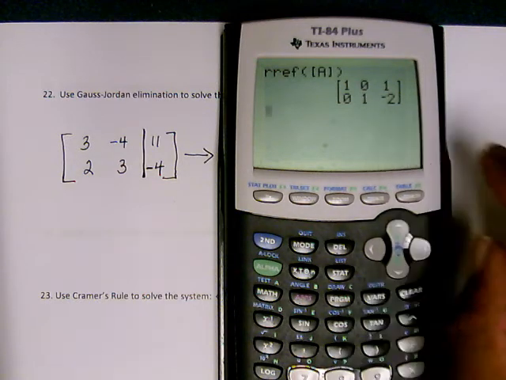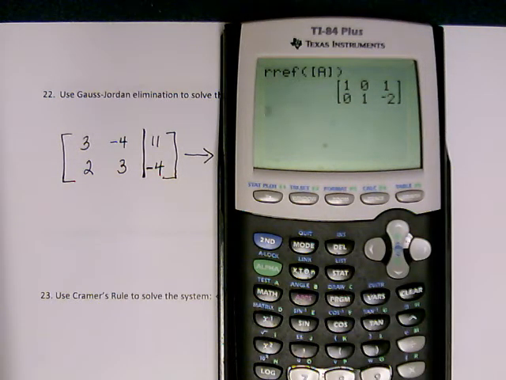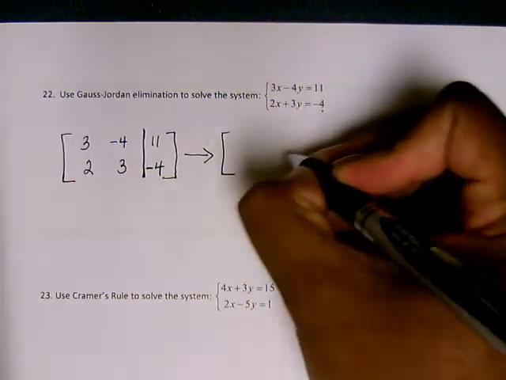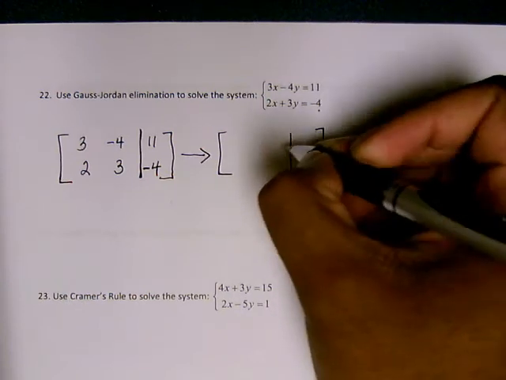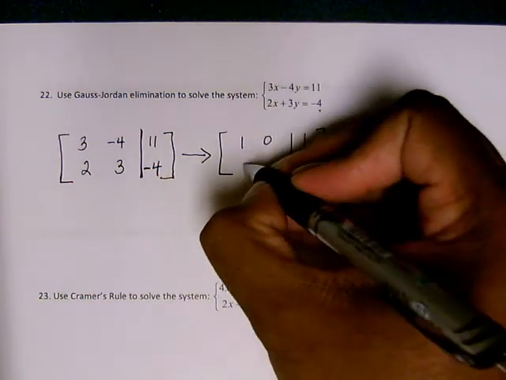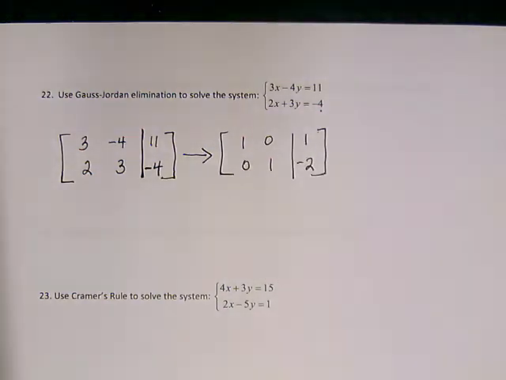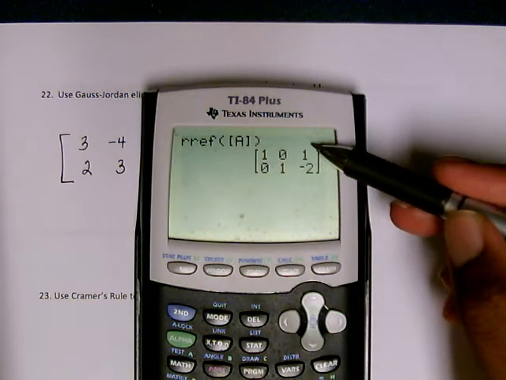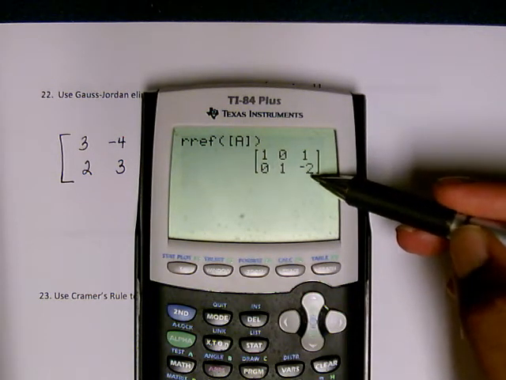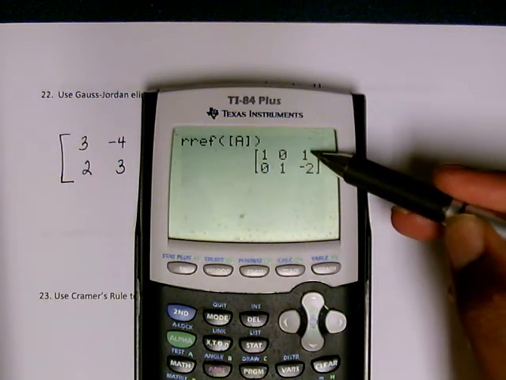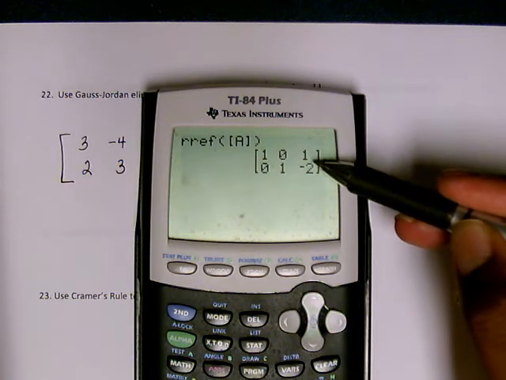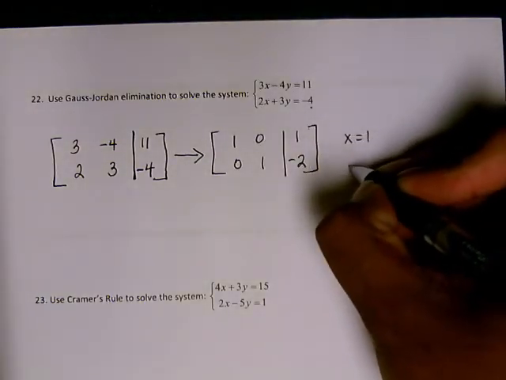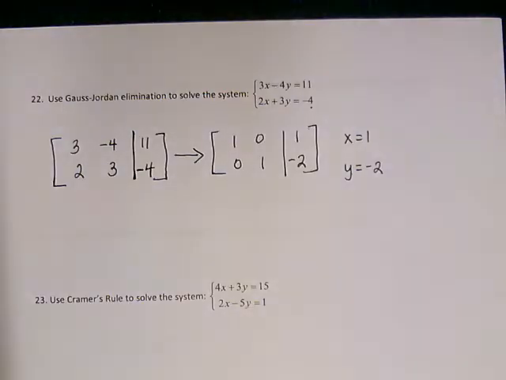Now this is the output that I would expect for you to write on your test, which is 1, 0, 1, and then 0, 1, negative 2, with the vertical bar here. Now let's see what this last column represents. The last column represents the ordered pairs for x and y. This is your x, that's your y. Here x is 1, y is negative 2. Okay, so as the final answer, x is equal to 1, y is equal to negative 2.